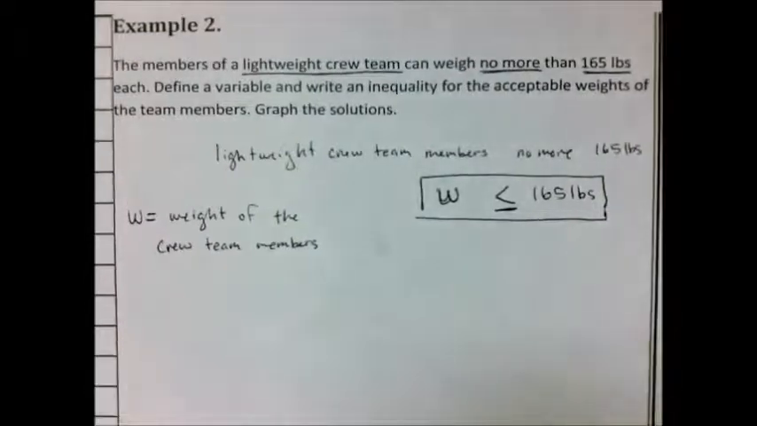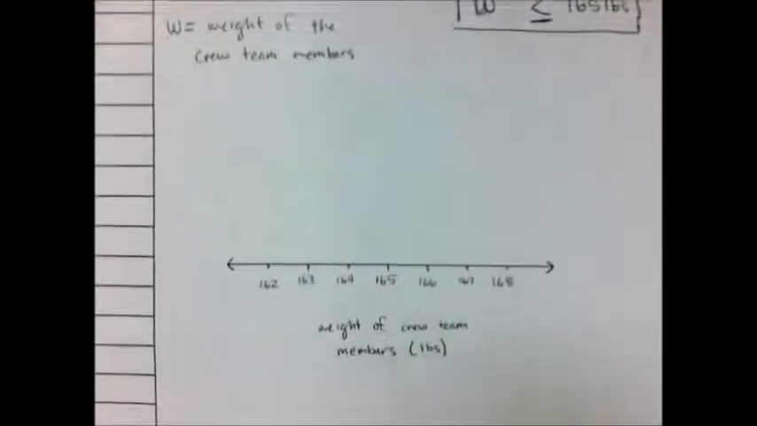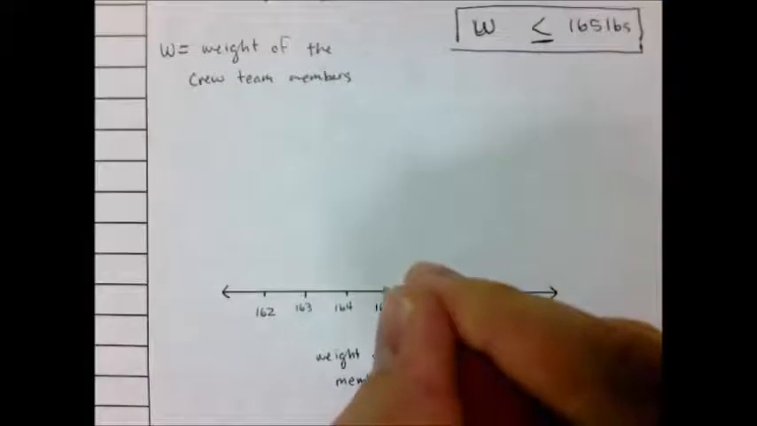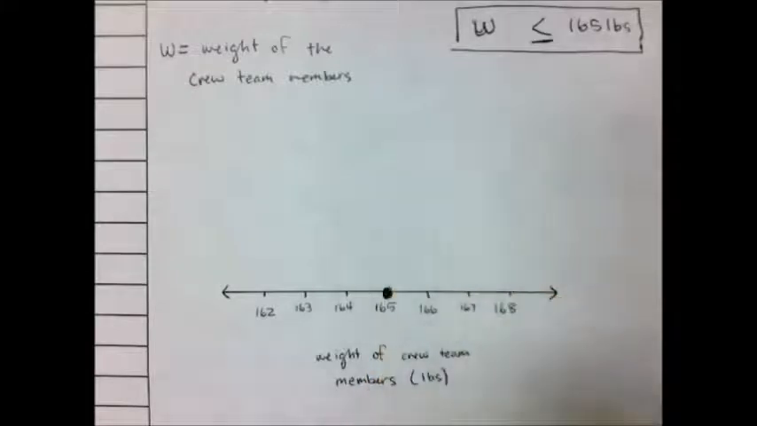Now we've written the inequality, and it asks us to graph it. I drew a graph down here, and you can pause the video and draw your graph real quick as well. What we know is that W is less than or equal to 165 pounds. Remember we learned how to graph yesterday, and the first thing is to put a dot at that numerical location. We put that dot at 165, and we fill it in because it does include it. Remember, it's less than or equal to.